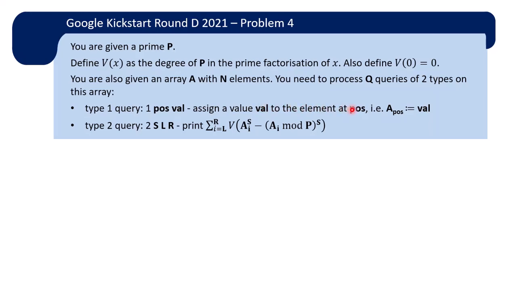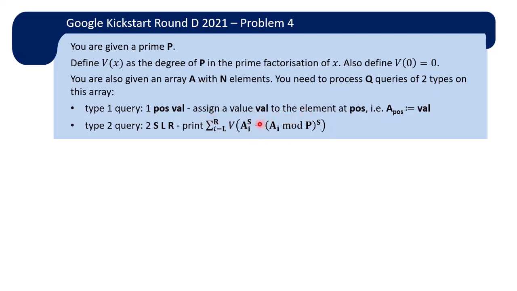Okay, then type 2 is a query. So they tell you it's type 2 for an actual query. S will be used in the query, then L and R, so from left to right. So we are supposed to print this expression, summed from the left to the right segment of the array.